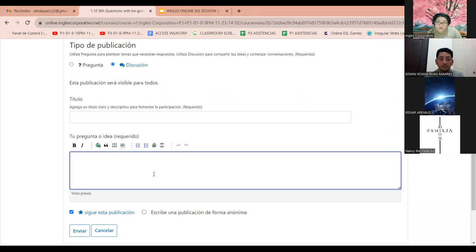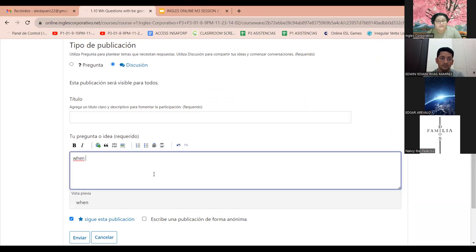The WH word. For example, when, right? When, and then, when are you going to celebrate Christmas, for example? Oh, no. When are you going to celebrate your anniversary? Another one. When are you going to celebrate your anniversary? Mm-hmm. And I already have my WH. Using going to.